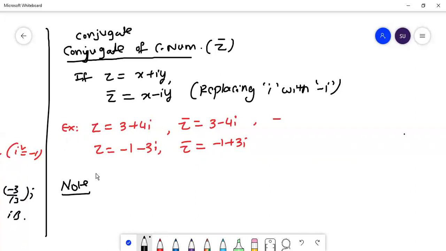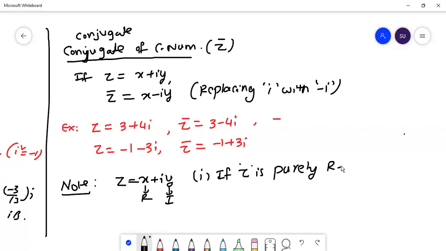Z is a complex number. Z is equal to x plus iy, where x is the real part and y is the imaginary part. Now, if Z is purely real, which means what? There is no imaginary part, so the imaginary part is equal to 0. That is, y is equal to 0.